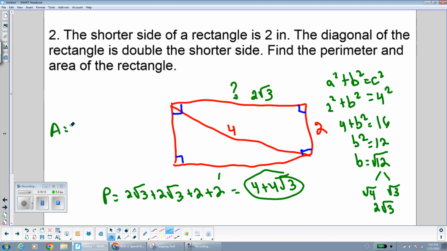And the area would be length times width. So that would be 2 radical 3 times 2, which would be 4 radical 3.